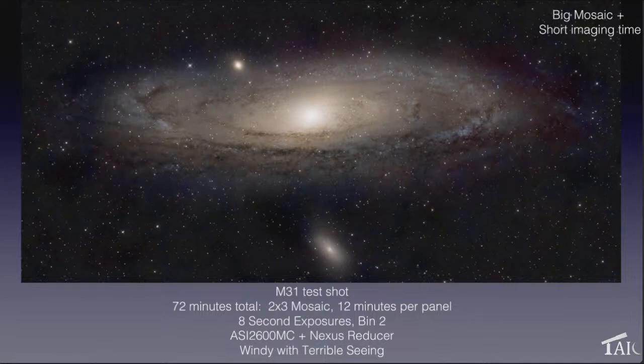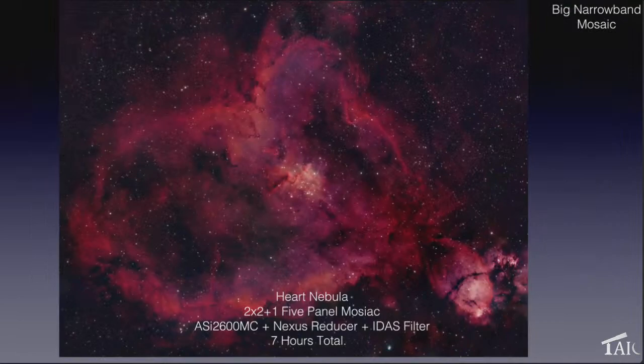And it was really a poor scene. So it's not a great picture, but it's just interesting doing it, 12 minutes per panel on a 2x3 panel. Here's another 2x2 panel with one panel in the middle that I did for the Heart Nebula. This was the ASI 2600MC, and this one was my longest integration, 7 hours total.